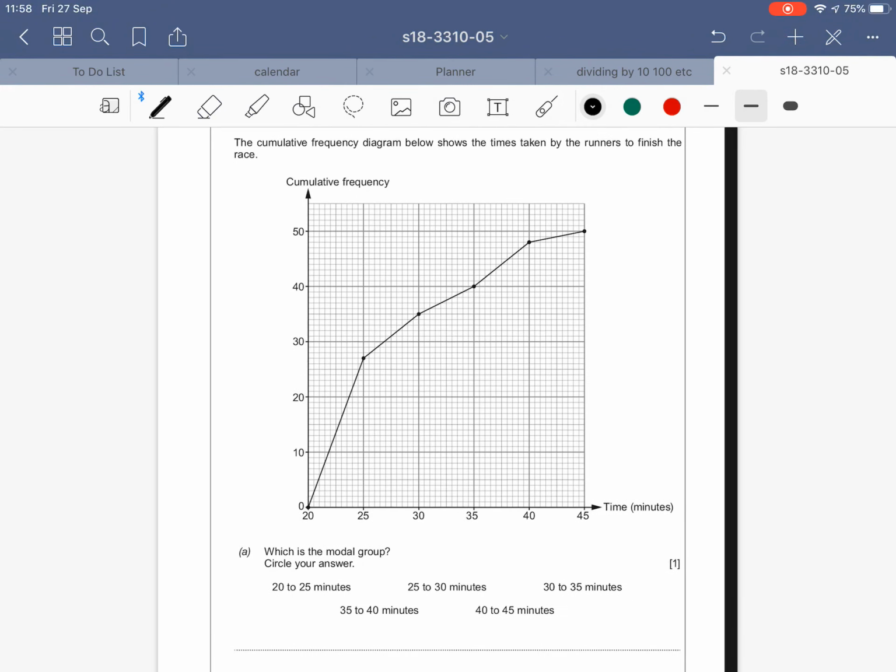So from a cumulative frequency graph, the modal group will be the one with the steepest line. So the gradient will be the highest. You can see visually which one is the one that goes up the quickest. So it's going to be the first one, so it's 20 to 25 minutes.